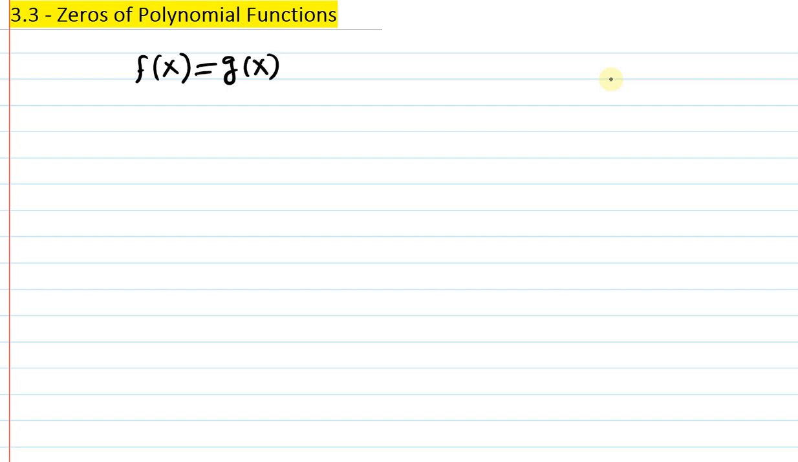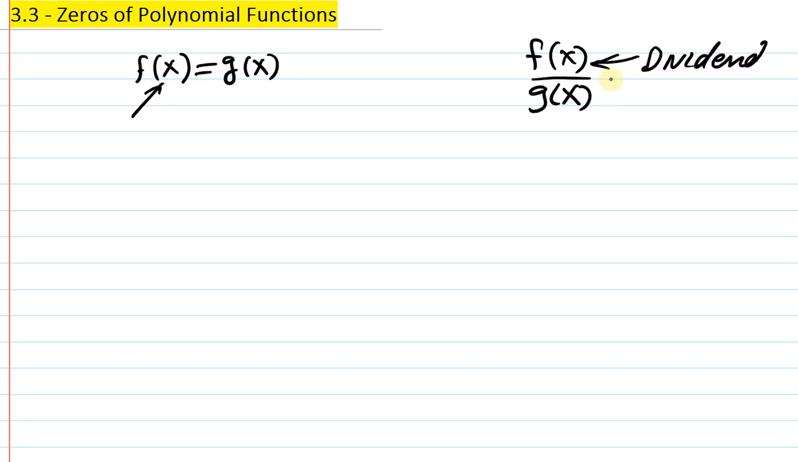We were looking at the form f of x over g of x, which is in the form of a dividend over a divisor. And we can rewrite this division problem as g of x times a quotient plus a remainder. We discussed that in our previous lecture. You can view a lecture on synthetic division.